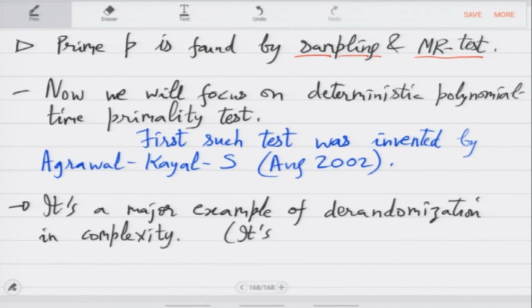But it is not practical. Okay. So let us do the AKS primality test in the remaining time.